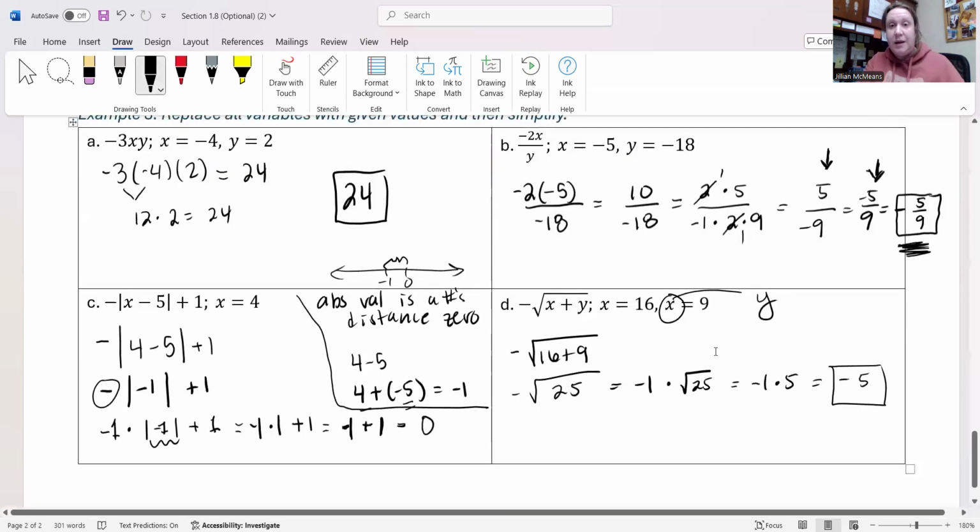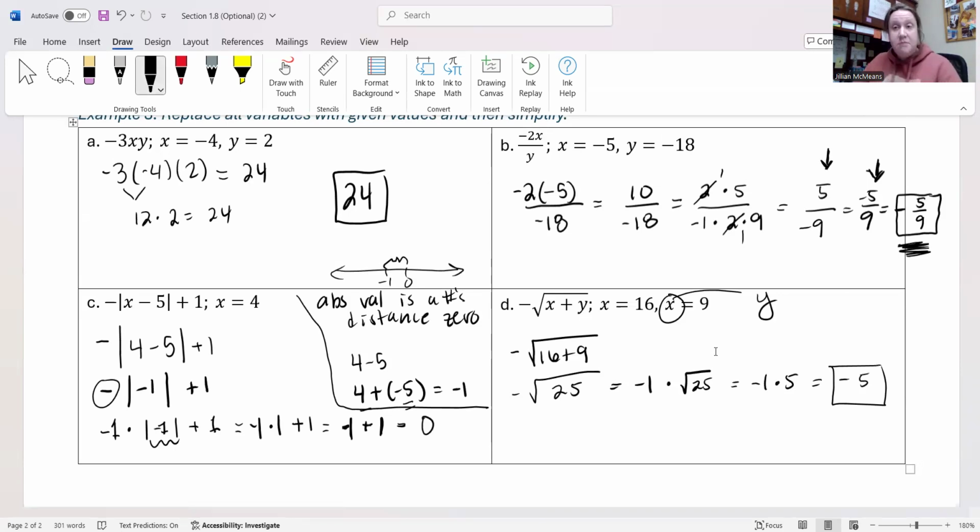So just make sure you practice the order of operations, really practice your signs when it comes to adding and subtracting. It's very different from multiplying and dividing. Make sure you understand those differences, and most importantly, get a lot of practice. This becomes easier and easier the more you practice it.